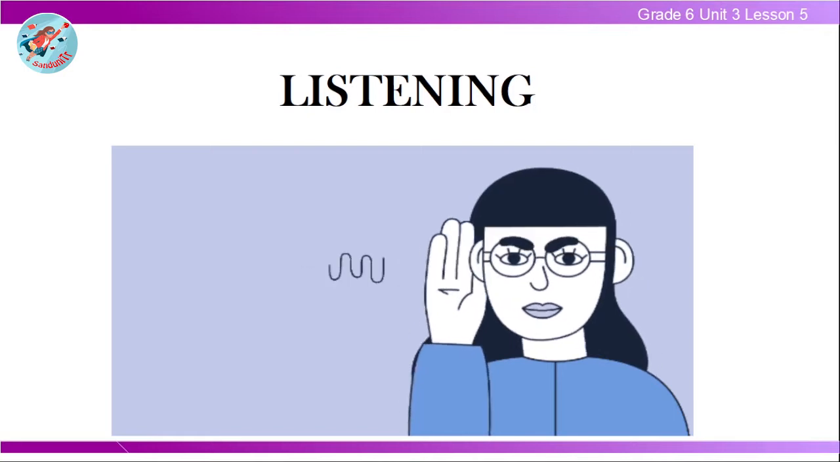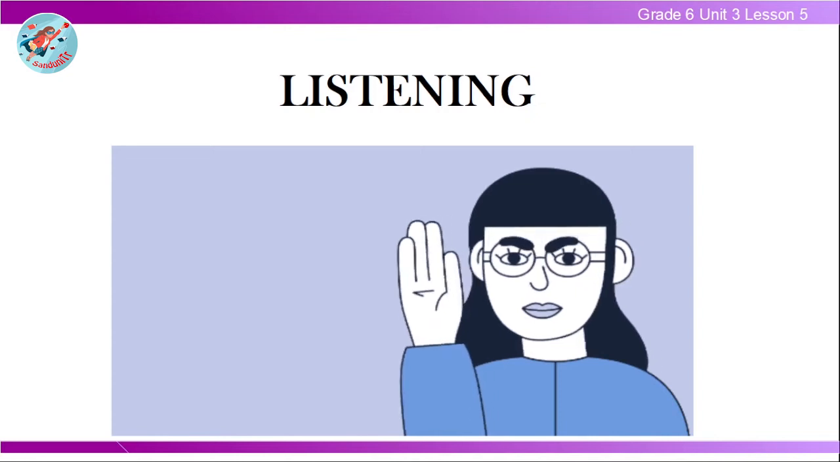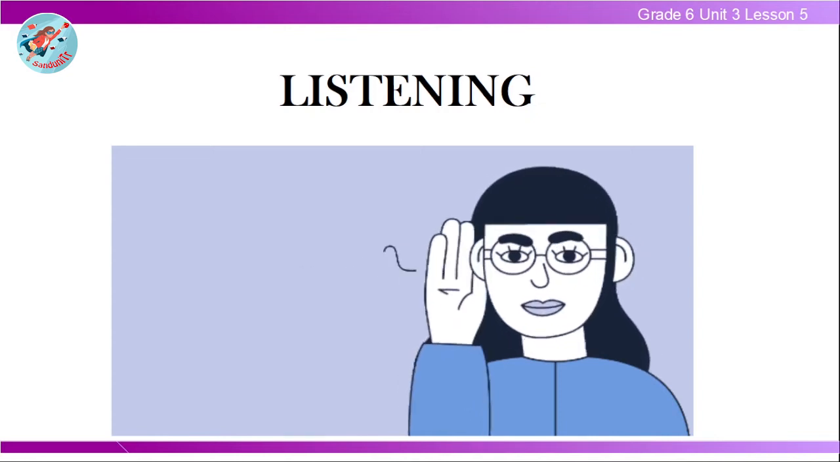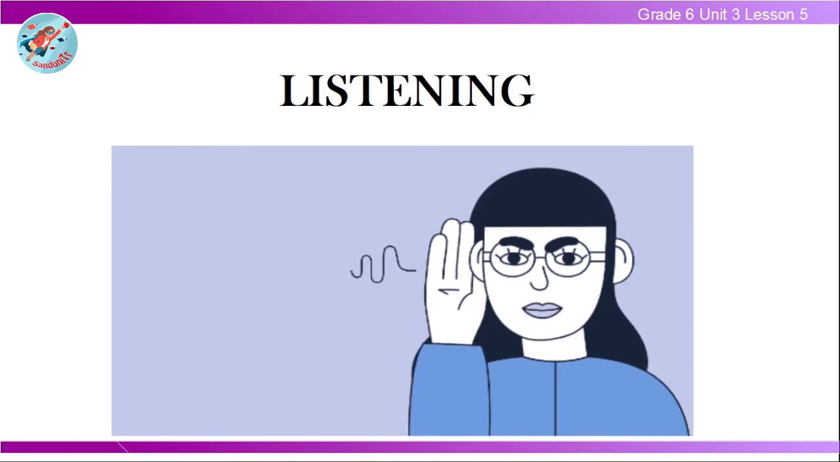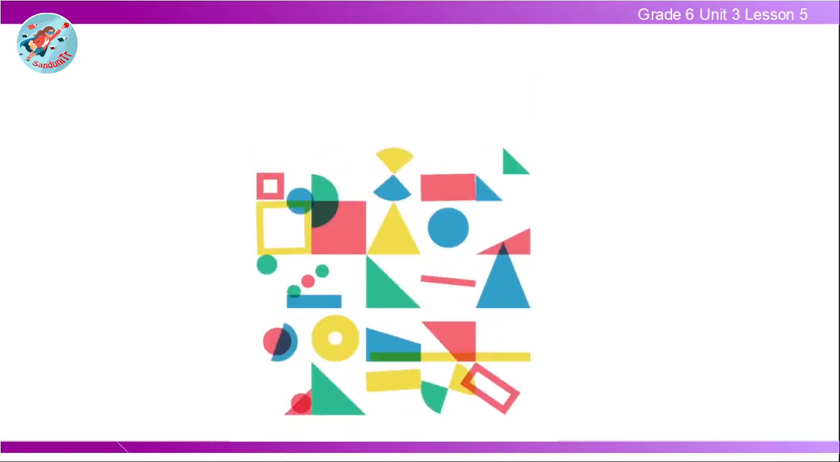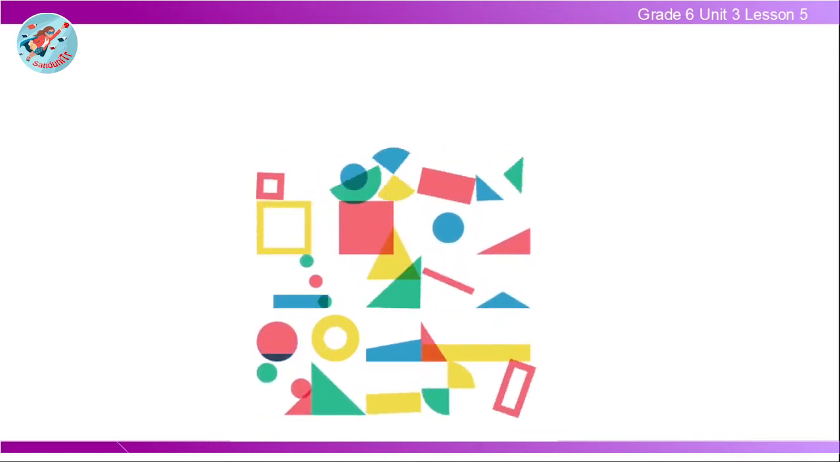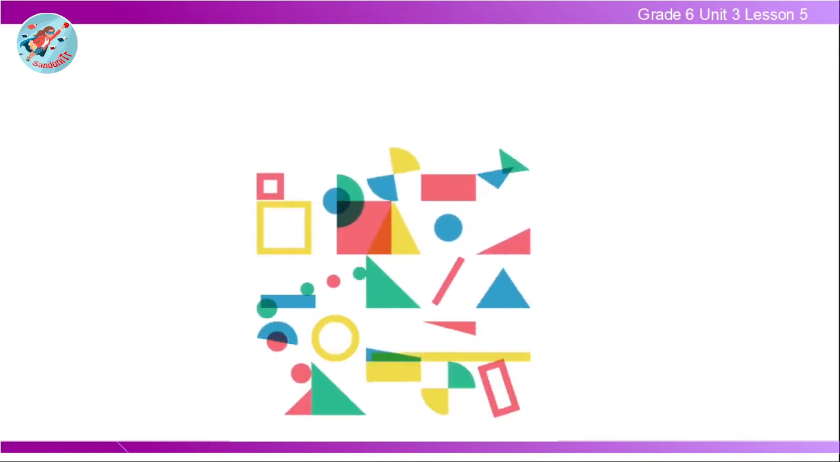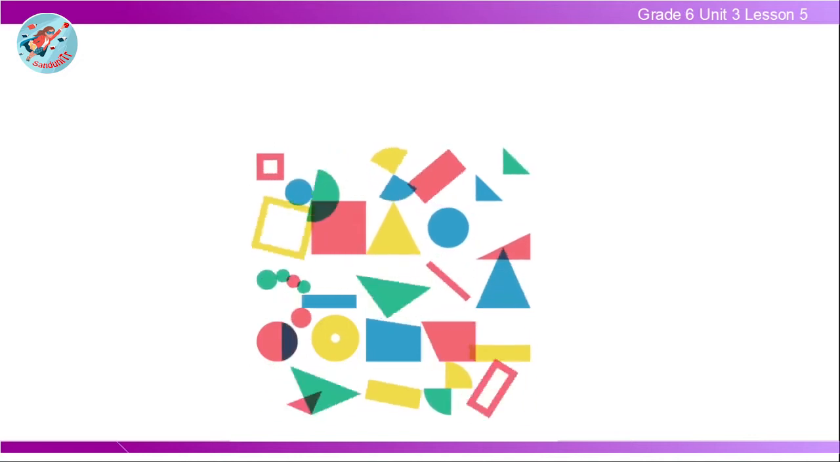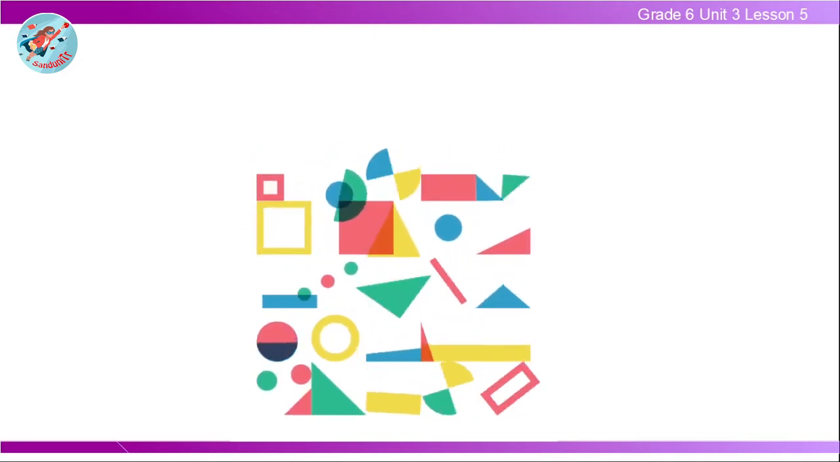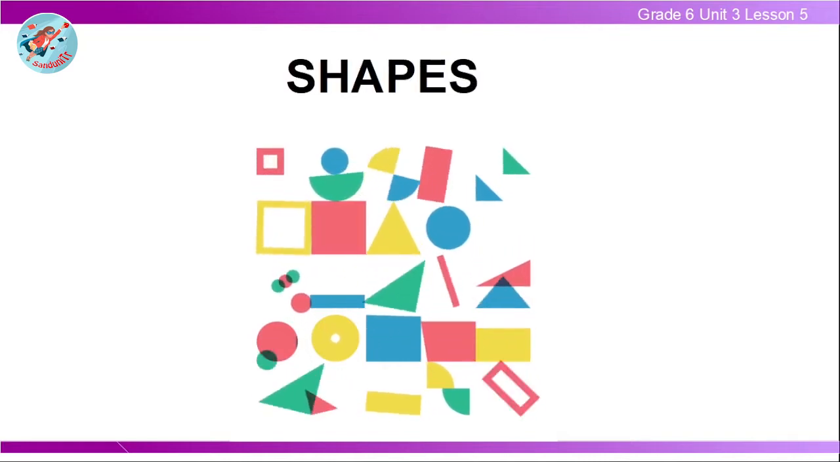The first activity is based on these things. Try whether you can identify these things. What are they? They are the different shapes. Shapes.